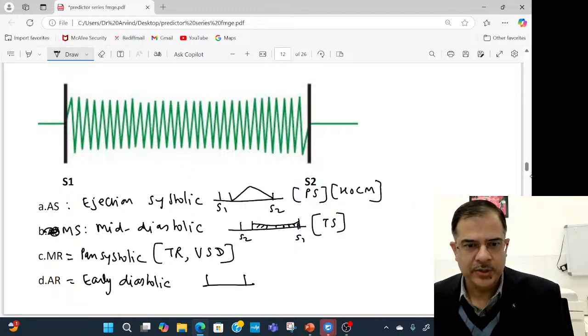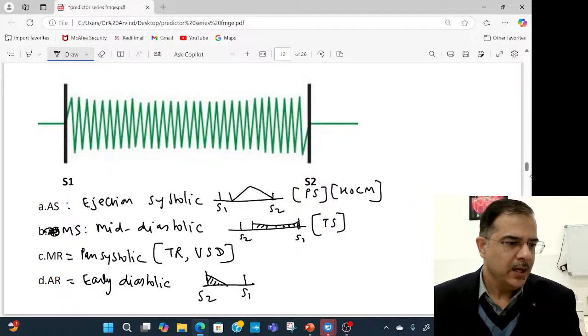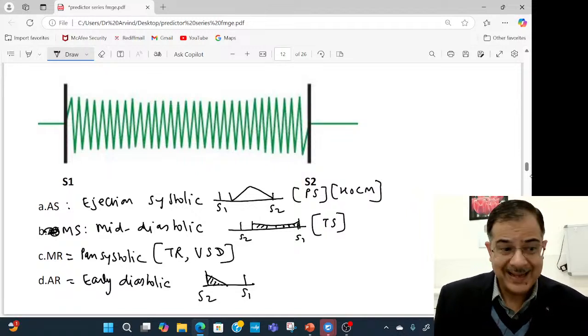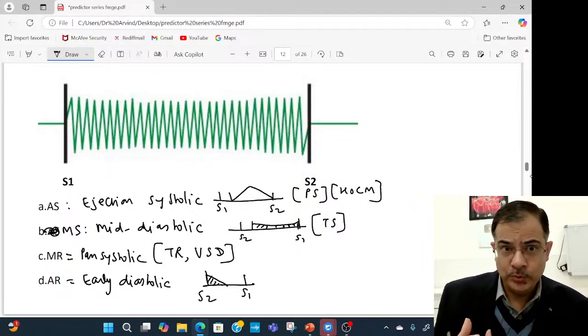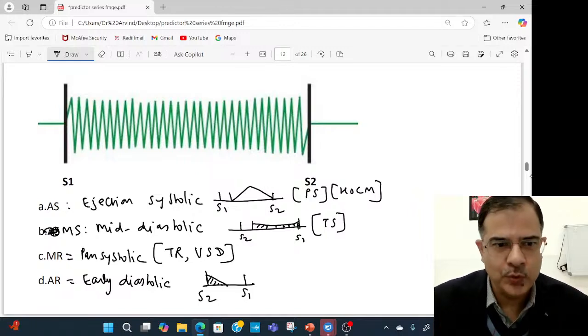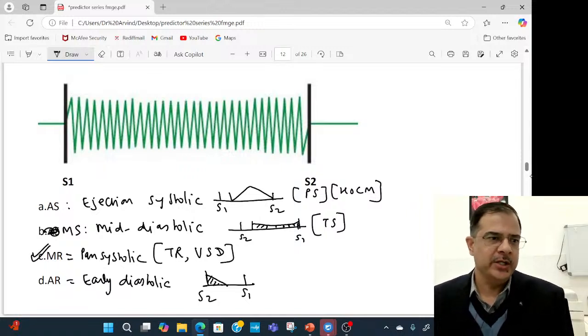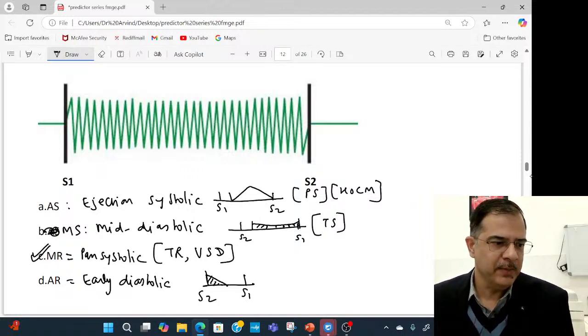Early diastolic is this: S2, S1, this one. This is early diastolic. Acute rheumatic fever also has a mid-diastolic murmur. Yes, that is a Carey Coombs murmur, but there will be no pre-systolic accentuation in Carey Coombs murmur. So the answer here will be mitral regurgitation. It is a case of a pansystolic murmur here.